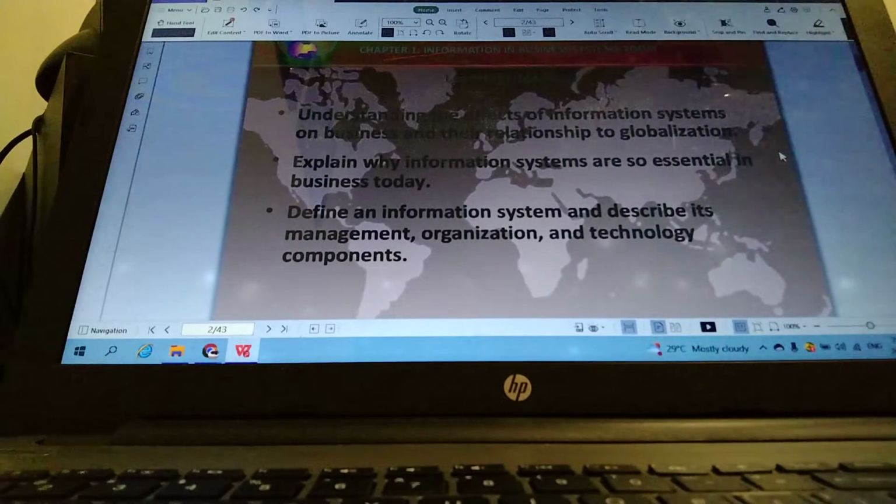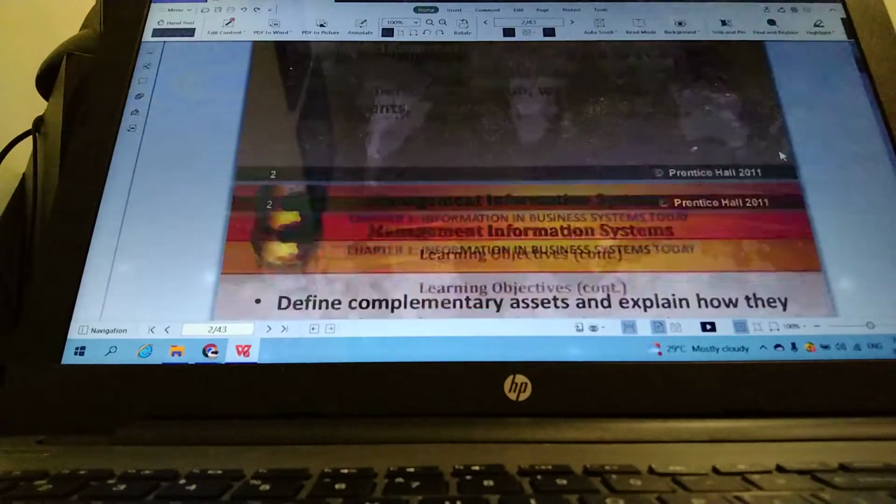With that, the learning objectives for today's session. The first one is understanding the effect of information systems on business and their relationship to globalization. Moving on, explain why information systems are so essential in business today. Next, define an information system and describe its management, organization and technology components. So those are three learning objectives, as you can see in this slide.